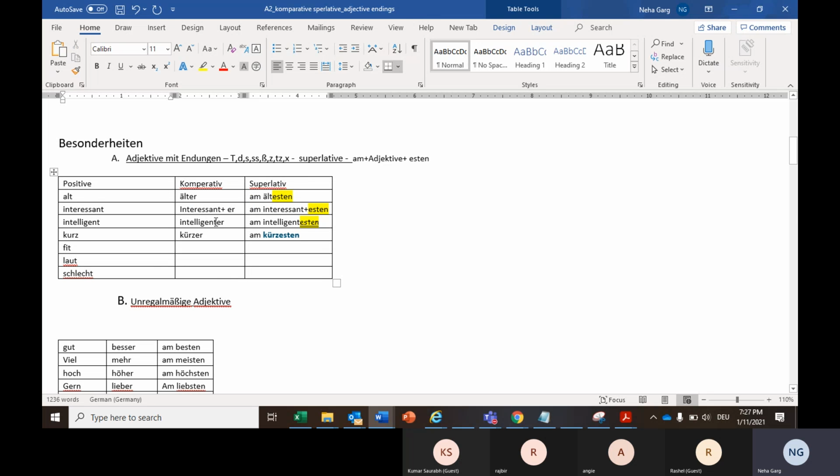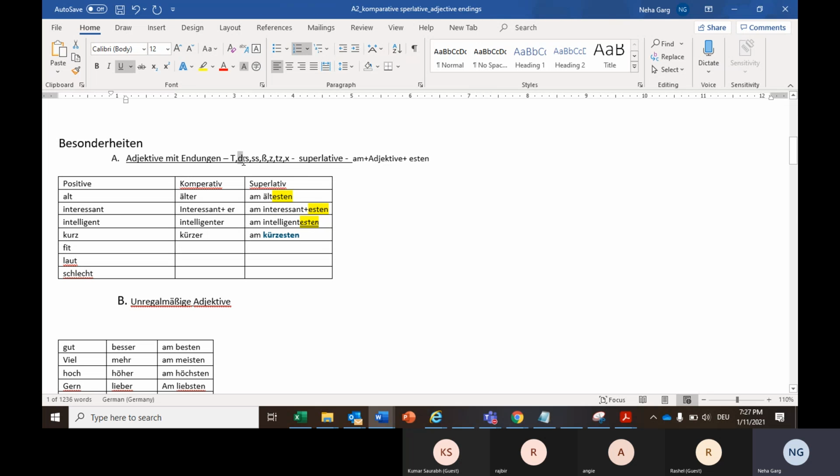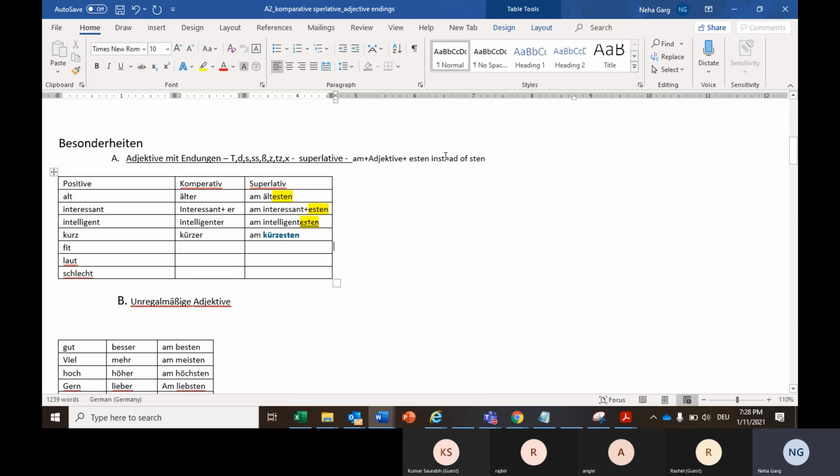Intelligent, intelligenter, Komperativ und intelligentesten. Extra ESTEN. So any adjective which is ending either with T, D, S, double S, Z, TZ, or X, they will have in superlative form ESTEN instead of STEN. This is one special case, pretty simple.